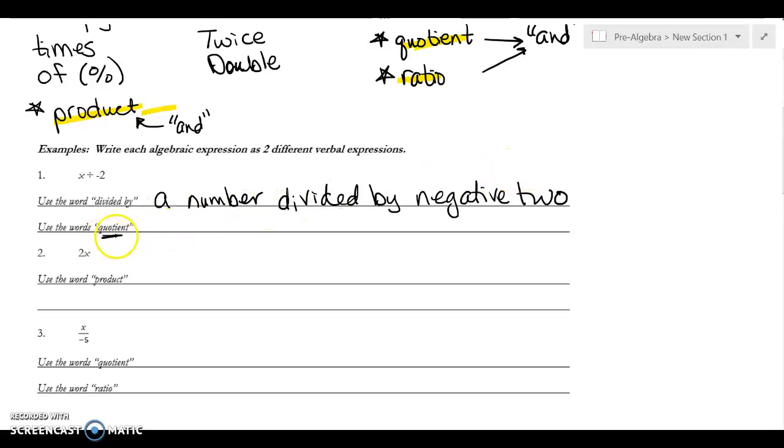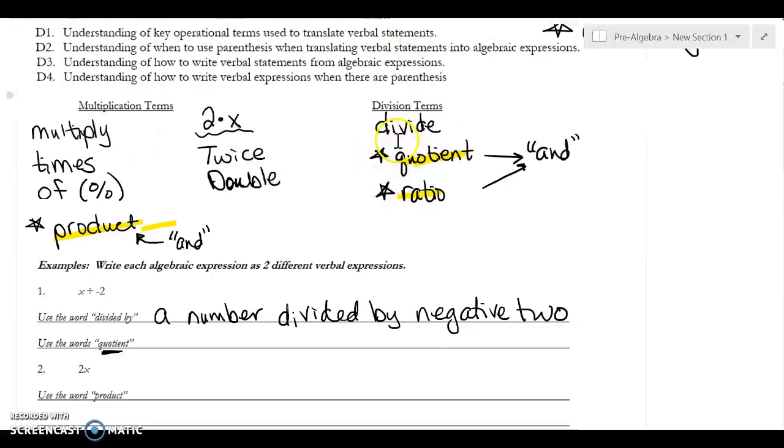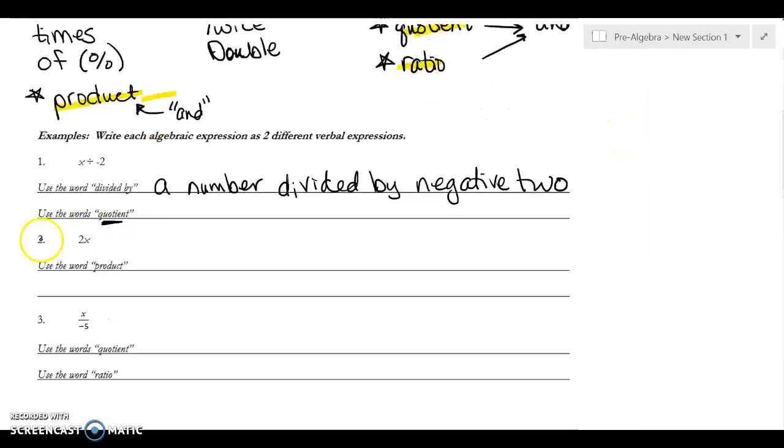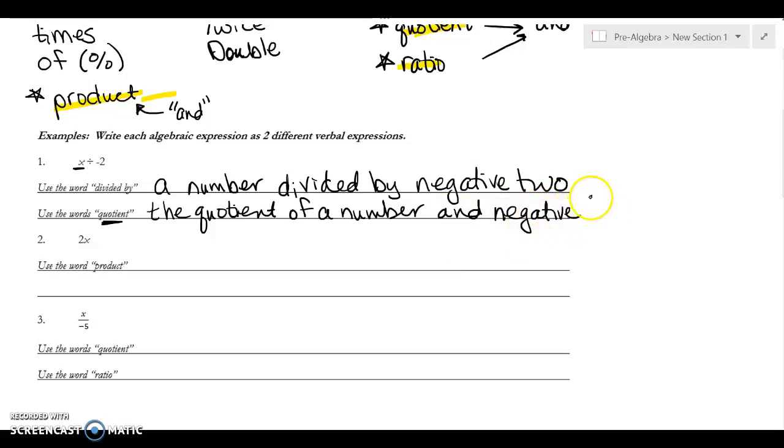All right, for number 2, this one says quotient. So quotient has a star by it right here because it says that it's at the beginning. So we're going to find the quotient of whatever comes first, a number, and, because quotient uses the word and, -2.